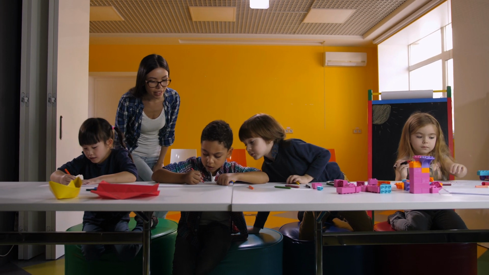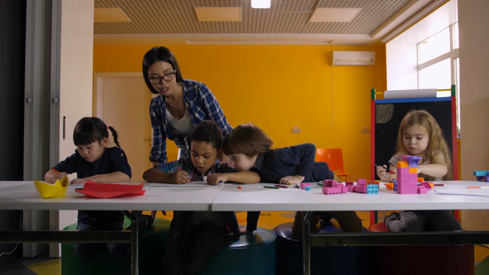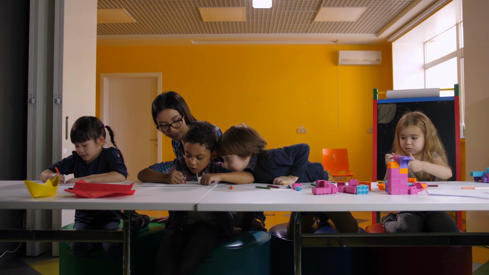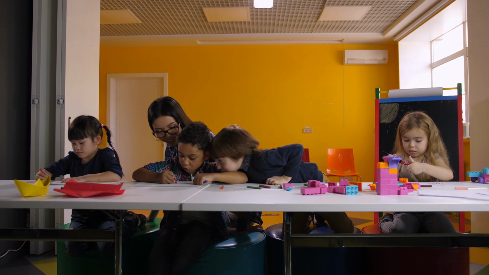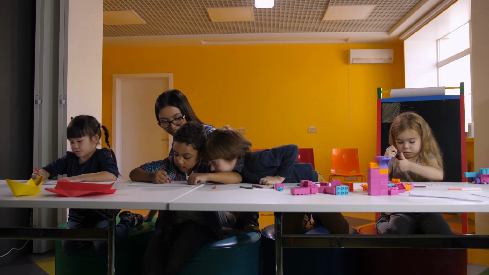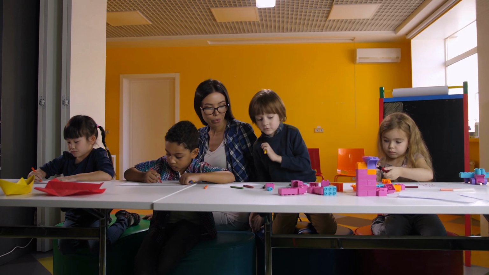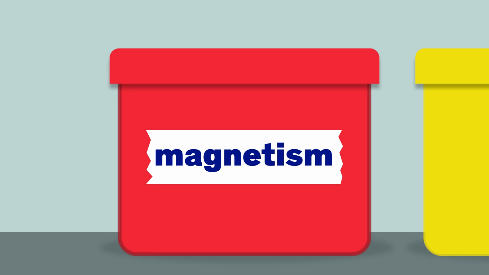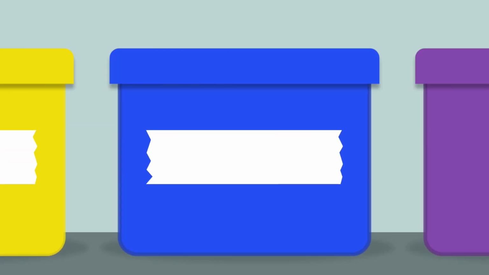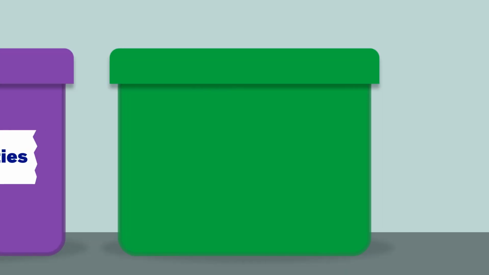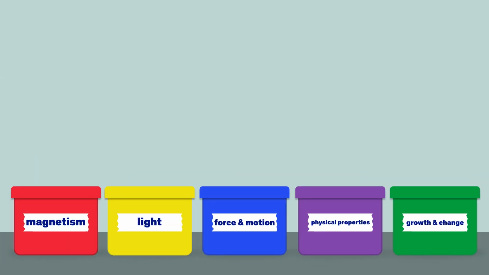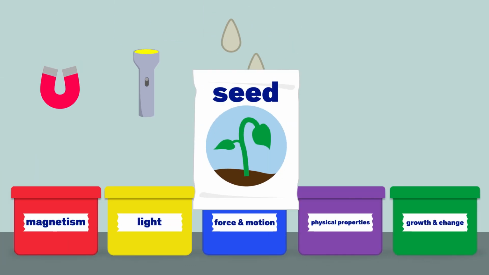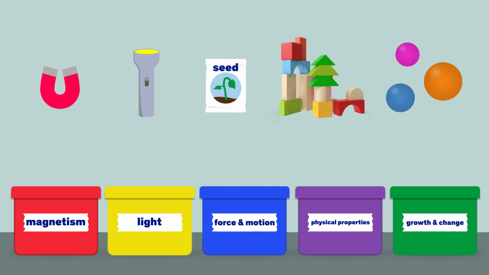If you're in a typical early childhood setting, you already have some suitable materials, but you may want to add other materials for some science investigations. Consider what materials you might need to help children explore early science concepts based on their interests. Then develop science kits on related topics, such as magnetism, light, force and motion, physical properties, or growth and change. Include magnets, flashlights, seeds, blocks, balls, and other objects that address the science concept of each kit.